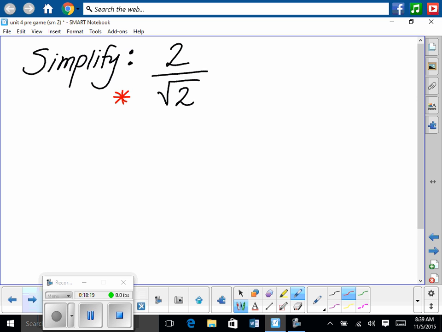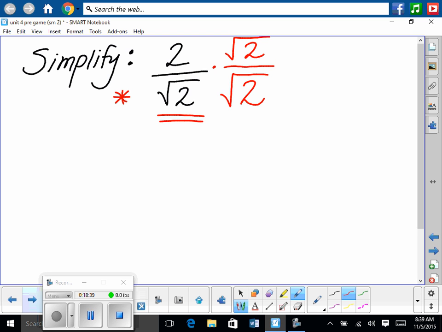So what we're going to do is multiply by that exact thing that's under the root. So we're going to multiply by the square root of 2. Now if you do that to the bottom, you must do that to the top. You can't only do it to a piece of it. If you do it to the bottom, you must do that to the top.